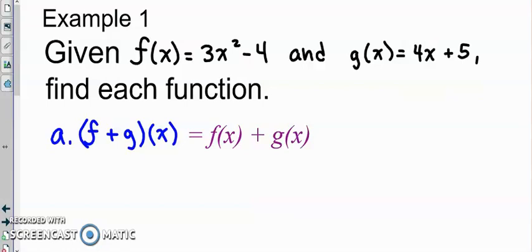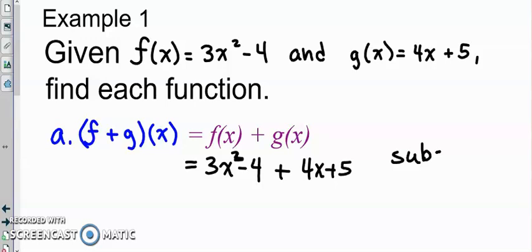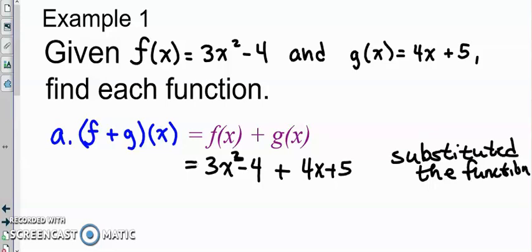All right, so here we're going to write it out. We have an equal sign, sorry. We have 3x squared minus 4 plus 4x plus 5. And again, 4x plus 5 is g, and then the f of x is the 3x squared minus 4. Right? So now, at this point, we substitute the functions. And now we go ahead and combine like terms. That's our next step. Combine like terms.